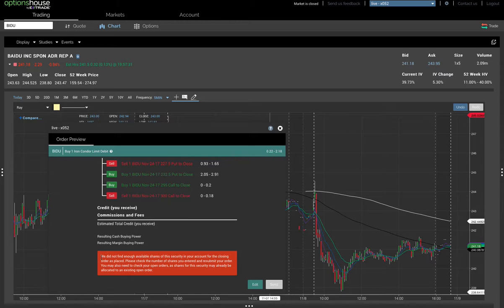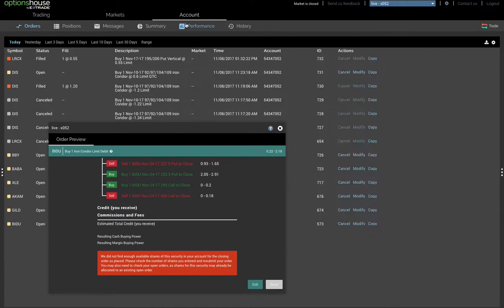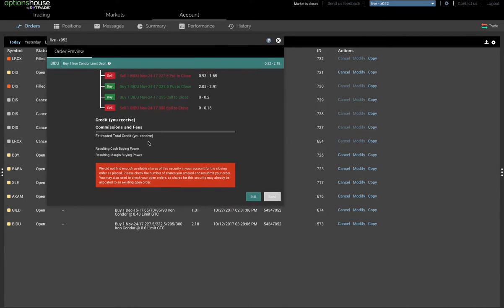This is an important note down here. It says we did not find enough available shares for your security in this account. If you still have your good till canceled order open, which I do, you can see, where are you, Baidu? Oh, here it is, Baidu, down here. If I have my good till canceled order open, it will pop up this red thing. So you need to make sure, if you do have a good till cancel order sitting on the market open, just go ahead and hit cancel before the market opens. That way, whenever you do hit send, it'll go through and you can capture your profits.